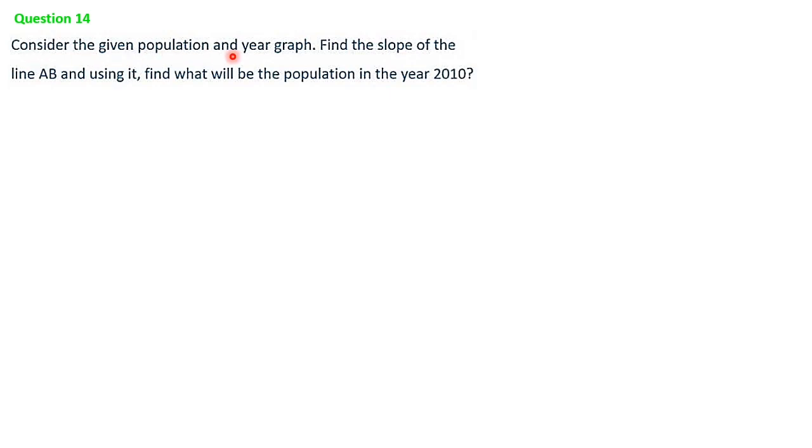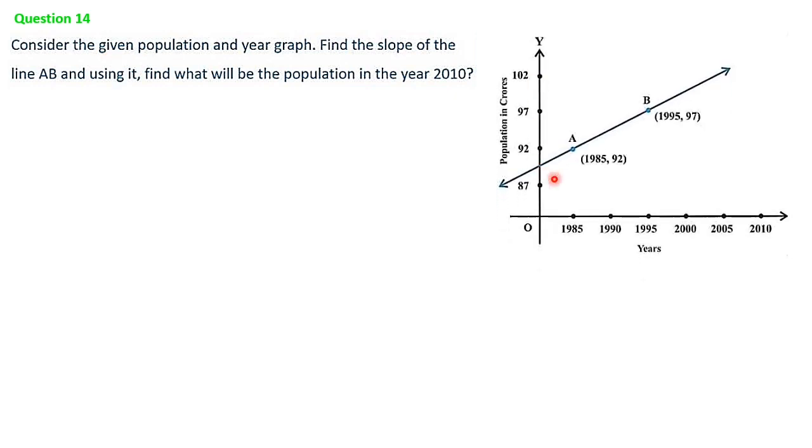Next we shall discuss question number 14. Consider the given population and year graph. Find the slope of the line AB and using it find what will be the population in the year 2010. Here a population graph is given to us, with 2 points A and B also given.